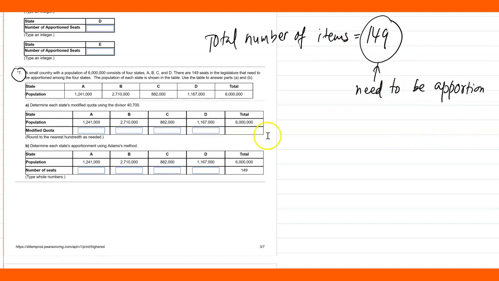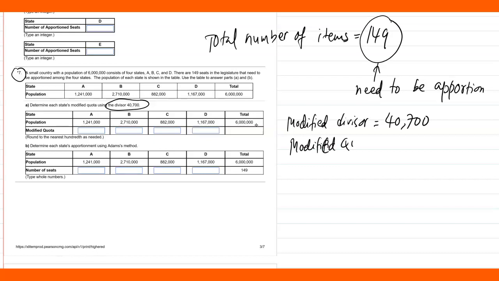Now, the question tells you to determine each state's modified coda using the divisor. See here in this question, modified divisor is given. Modified divisor is 40,700. Now let's find the modified coda for each group. Okay, you know how to find it. We did it before. Modified coda for A. How do you find that? You divide.